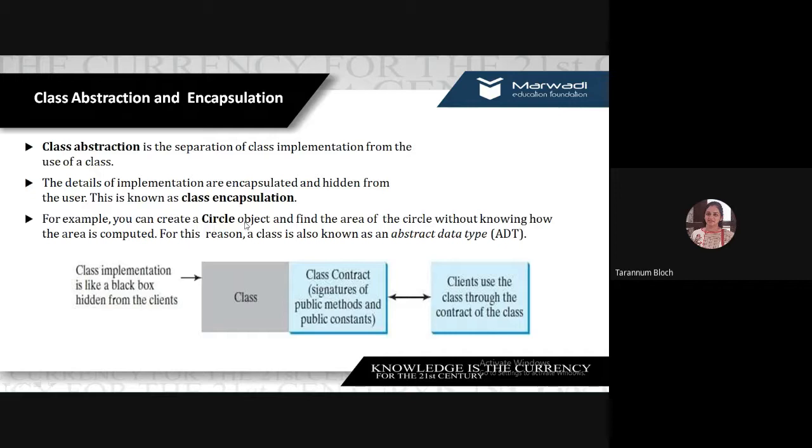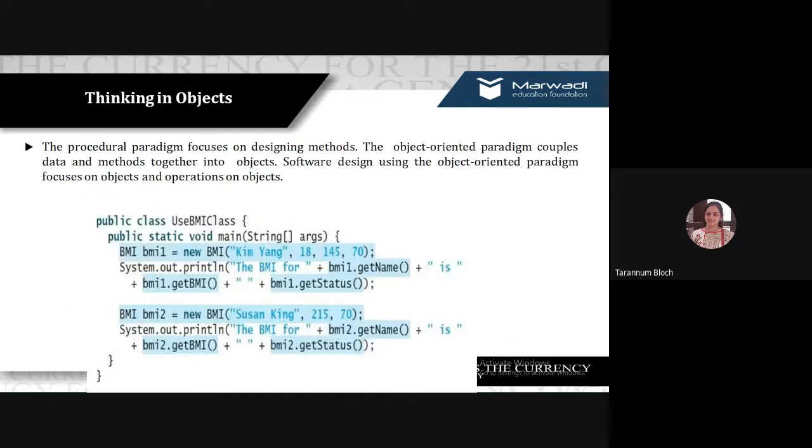For example, you can create a circle object and find the area of a circle without knowing how the area is computed, right? So that's the example of abstraction, because we are not giving the calculation equation to the end user. We are just asking the user to enter the radius, and when the user enters the radius, we calculate and give back the result. So the computation method is not given to the client. Right? So for this reason, a class is also known as an abstract data type. We call a class an abstract data type because the class is hiding the implementation detail. Fine. So this is about your abstraction and encapsulation.